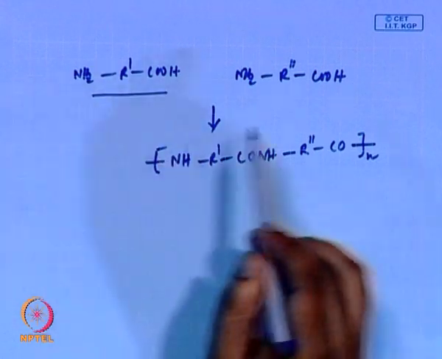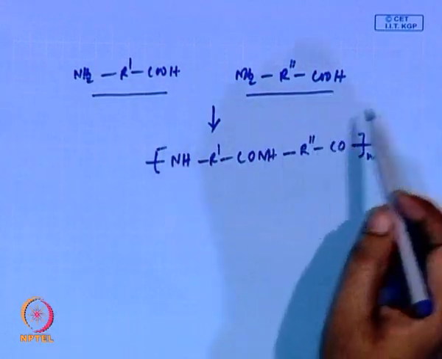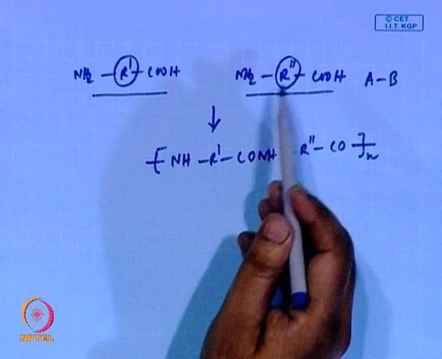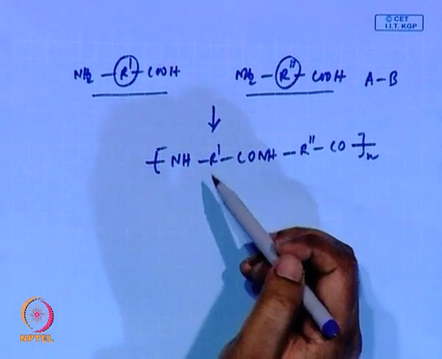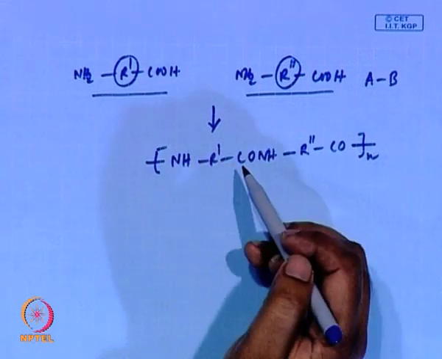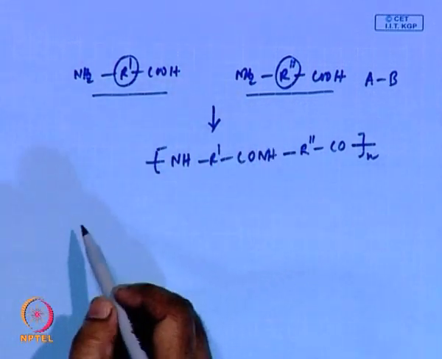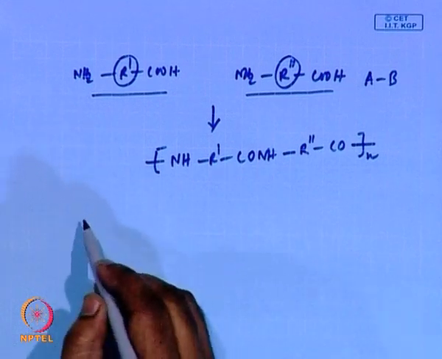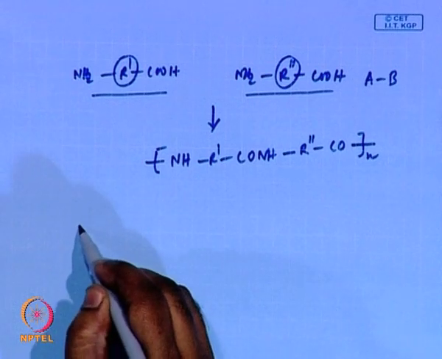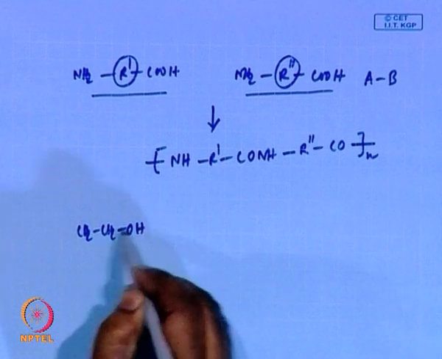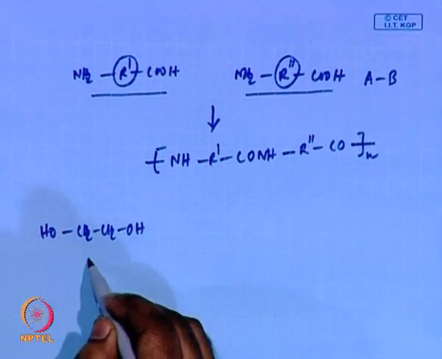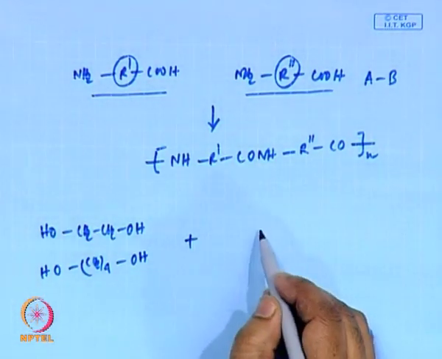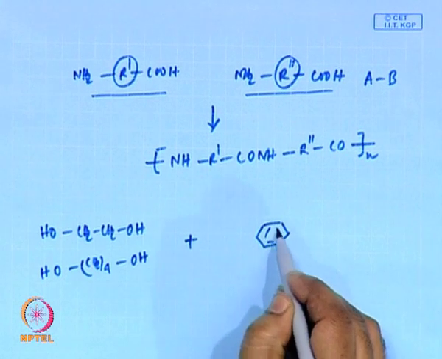You take, say, bifunctional AB type monomers, and if you have two different groups inside, then you can make a copolymer, but this is not a very regularly used method for making copolymers. The practiced methods are normally like this: if you are making a polyester, say you have ethylene glycol, CH2 CH2 OH, plus you have terephthalic acid on the other side.